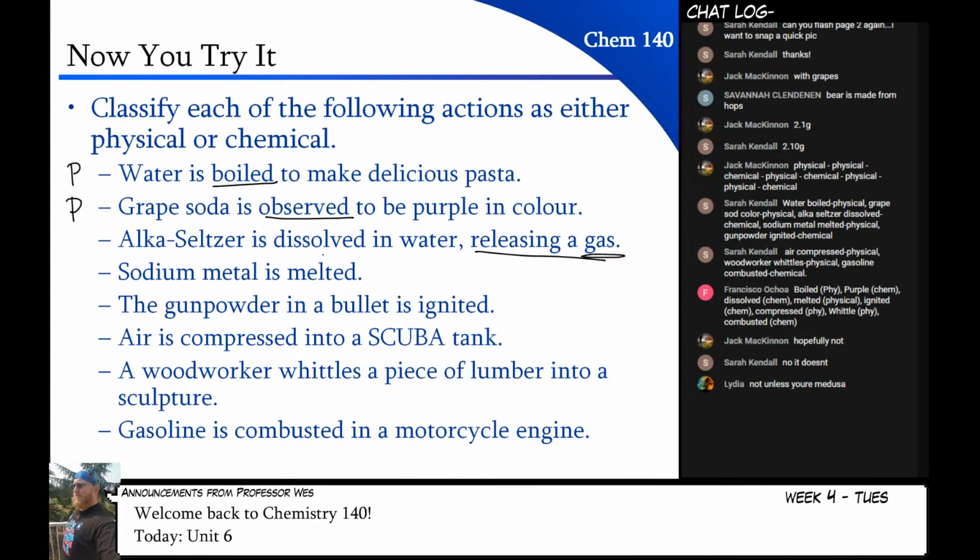Does water normally release a gas? No, not really, right? Does Alka-Seltzer normally release a gas? No, not really. What happens when you put them both together? Oh, it starts bubbling like crazy. So therefore, the act of putting those two things together is what causes the bubbling. And that must be a chemical change.